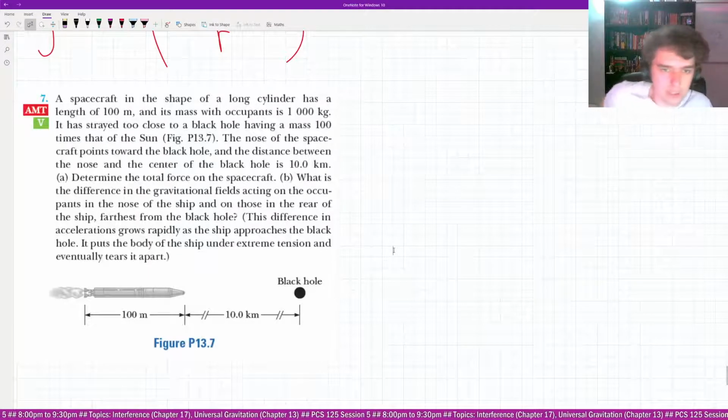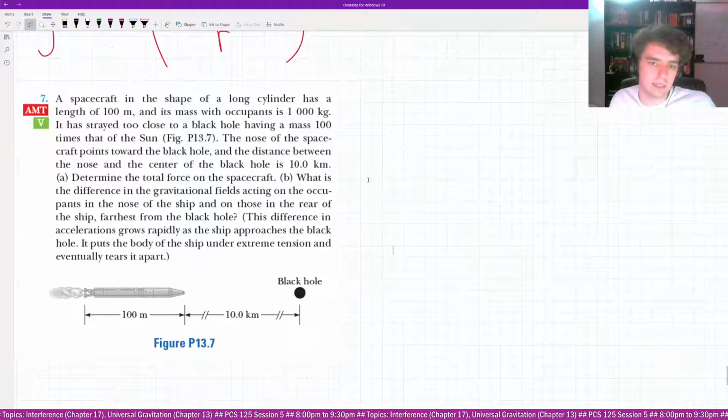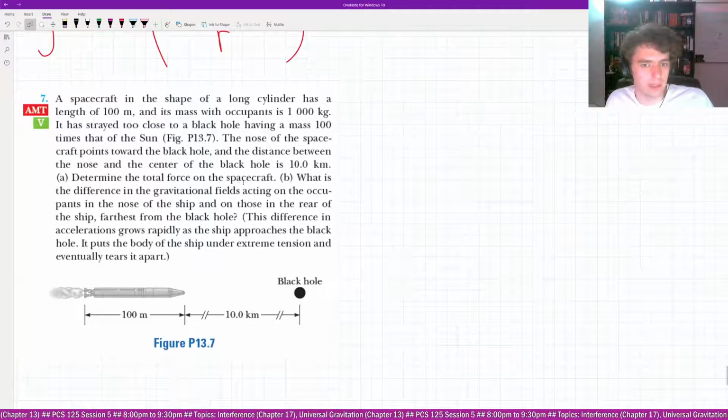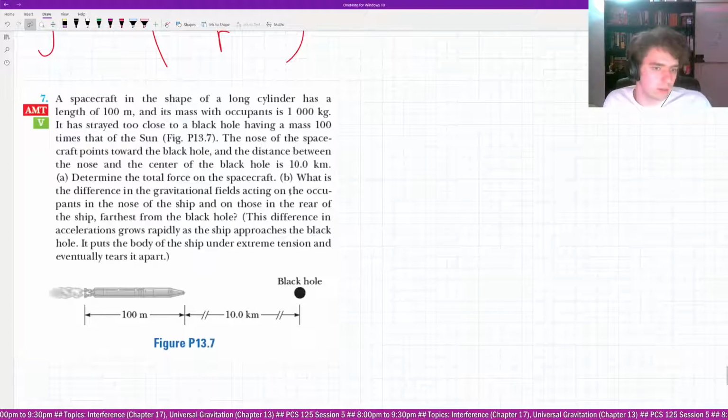A spacecraft in the shape of a long cylinder has length of 100 meters, and its mass with occupants is 1,000 kilograms. It has strayed too close to a black hole having mass 100 times that of the sun. The nose of the spacecraft points towards the black hole, and the distance between the nose and the center of the black hole is 10 kilometers. Determine the total force on the spacecraft. Let's just start there. Determine the total force on the spacecraft.